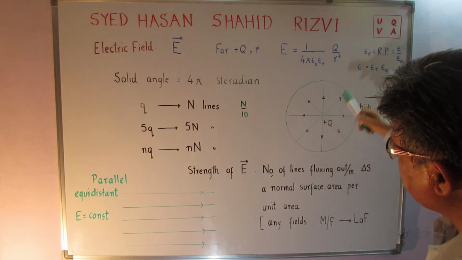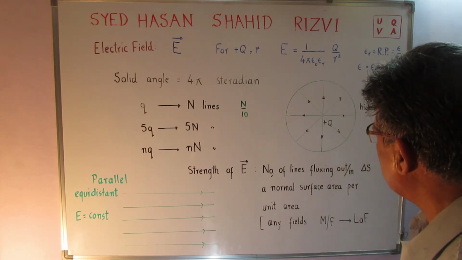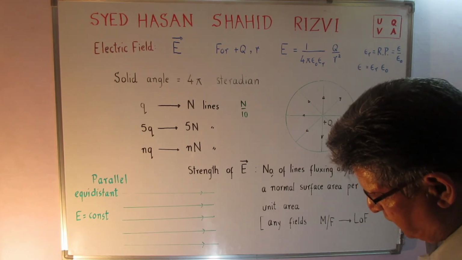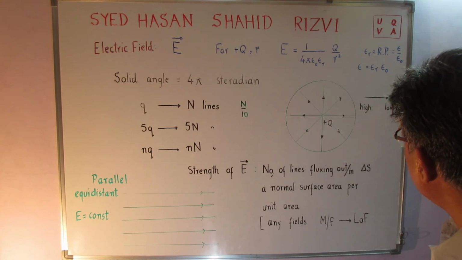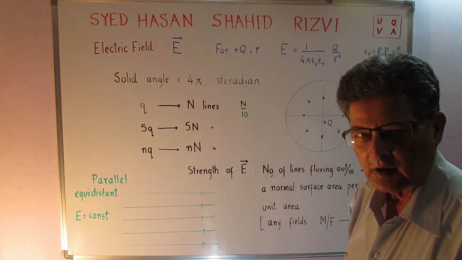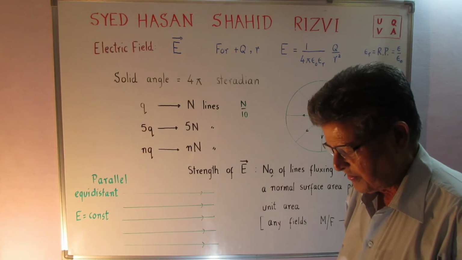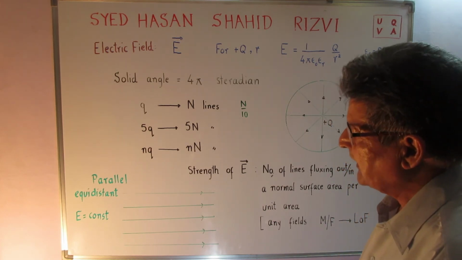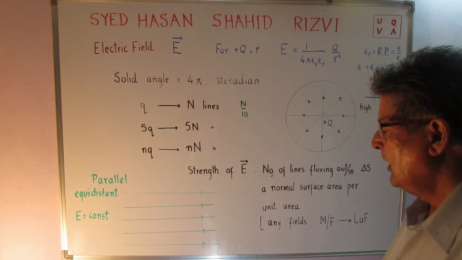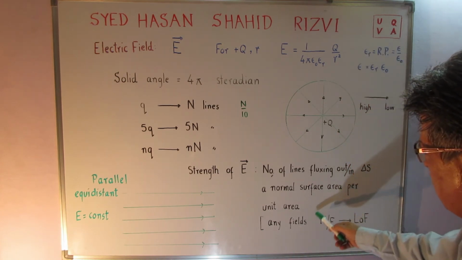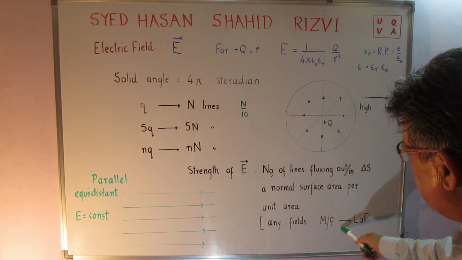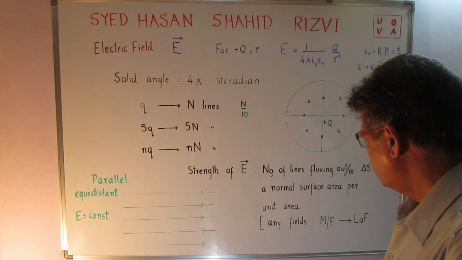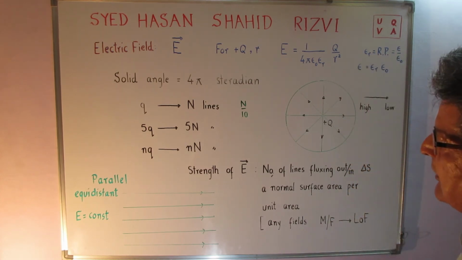Here in this case, you can see that the lines are diverging, and the lines move from something high to something low. Okay, please check what thing high and what thing low. This lines concept was given by the great mind Michael Faraday, who fathered the concept of lines of field.